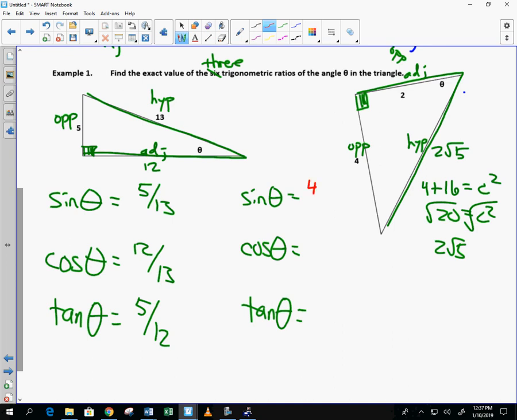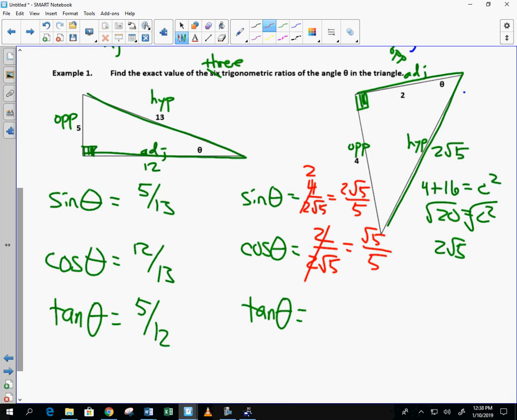Yeah, 4 over 2 roots of 5. Now, if you notice, the 4 divided by the 2 cancels, giving me 2. And so you have 2 over the root of 5, which is 2 roots of 5 over 5. As I do cosine, I get 2 over 2 roots of 5. The 2's go away, and I get the root of 5 over 5.